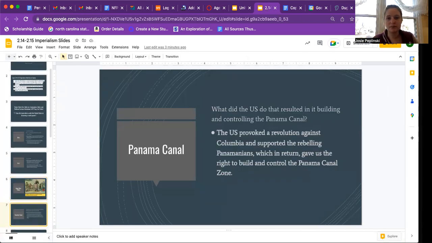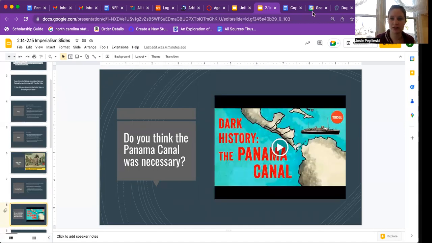We also talked about the Panama Canal yesterday. I don't remember if I went over it in my video yesterday, so we will talk about the Panama Canal again right now. The United States decided to build and control the Panama Canal because they really wanted access to this trade zone. The United States actually provoked a revolution against Colombia and supported the rebelling Panamanians, which in return allowed the United States to build and control the Panama Canal Zone.